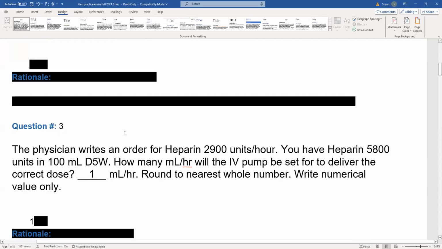All right, now let's look at this one. This one says, how many mLs per hour will the IV pump be set to deliver the correct dose? Now, if you notice, this one gives you a few pieces of information. It gives you your desired dose, and it gives you what you have on hand. So you can just do desired over have for this. So we have a desired dose of 2,900 per hour. And on hand, we have 5,800 in 100.